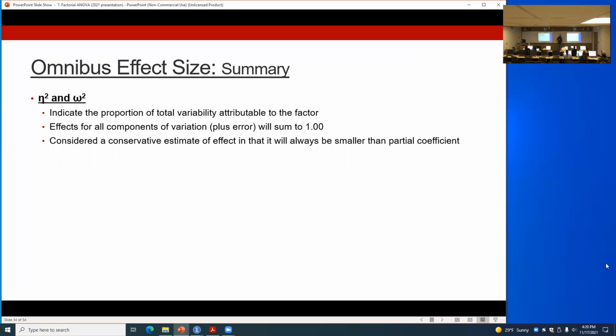And so, sort of summarizing effects, I posted my notes so you can sort through this stuff and get a sense for what this literature looks like. If we're talking about eta squared and omega squared, that's the proportion of variability in the total attributable to a factor. Our components are all going to sum up to 1 because we're talking about the total piece of the pie.